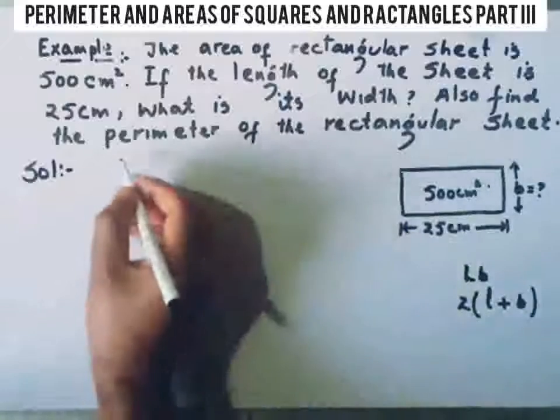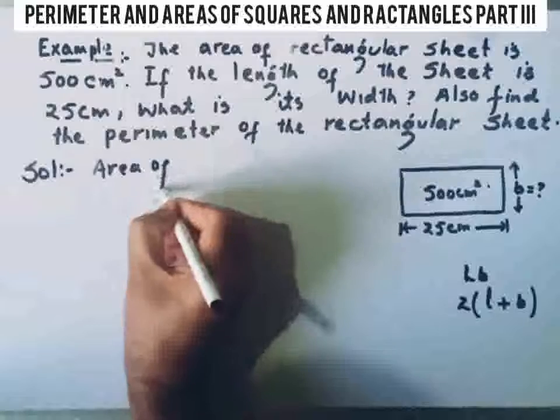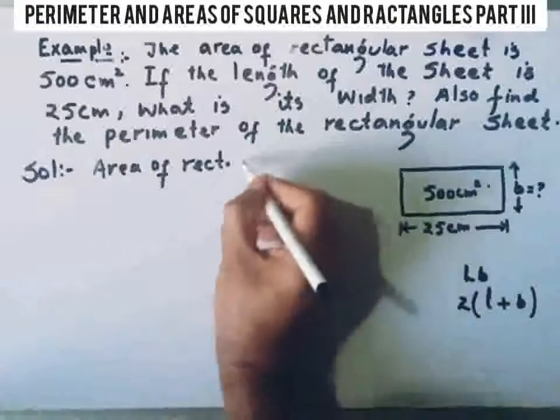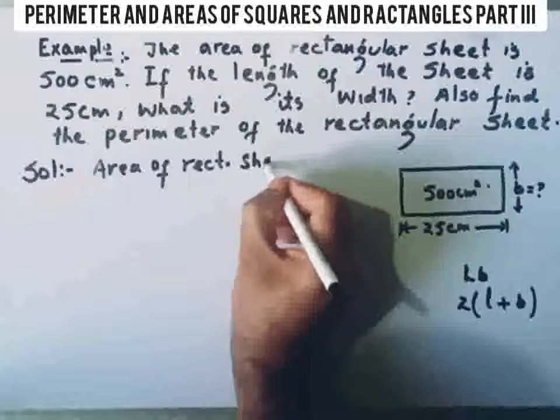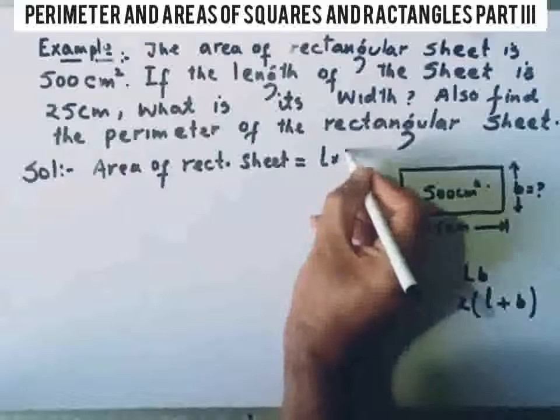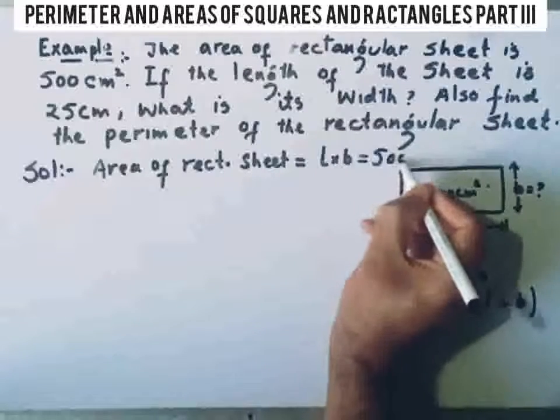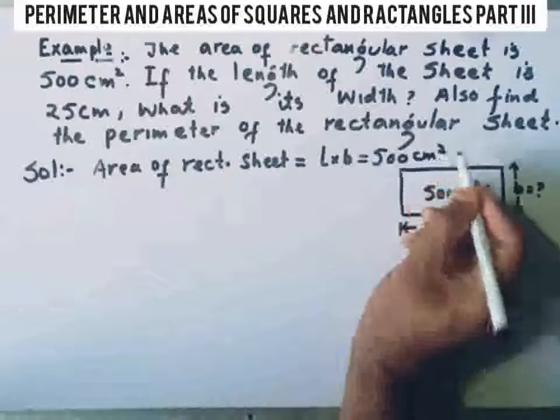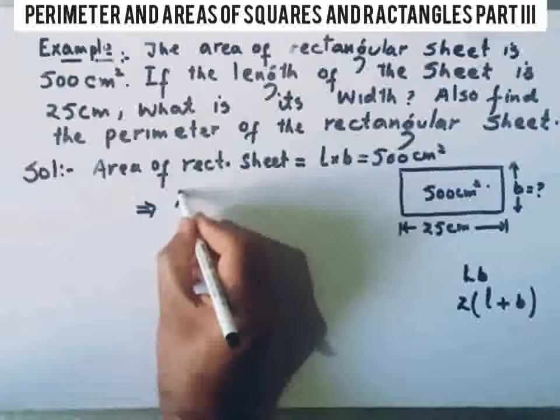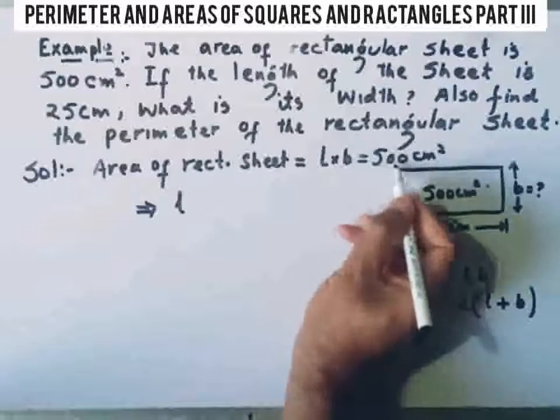Okay, solution. Area of the rectangular sheet is equal to length into breadth. That is equal to 500 centimeter square, which is given. So which implies length into breadth is equal to 500.